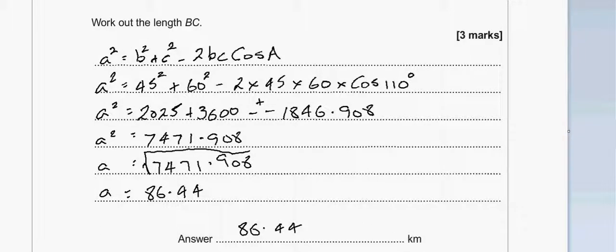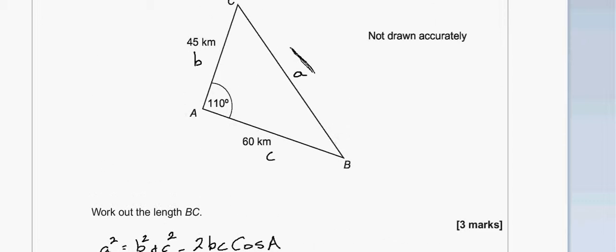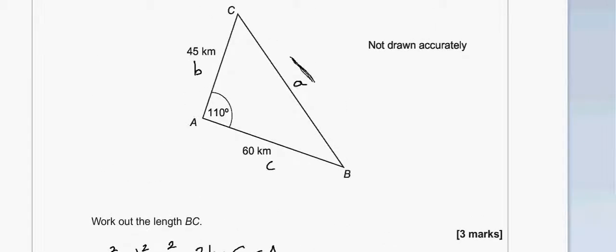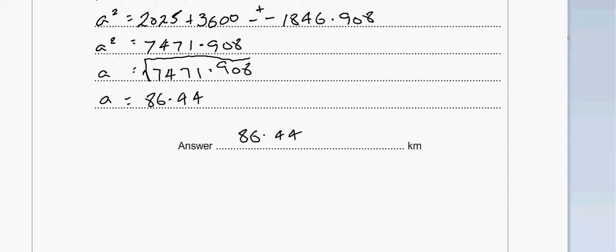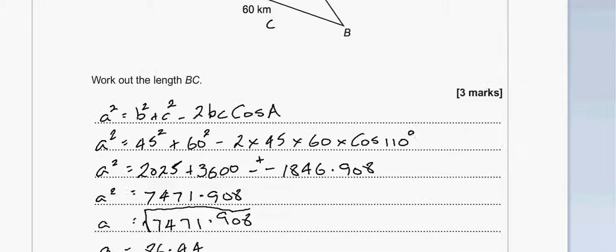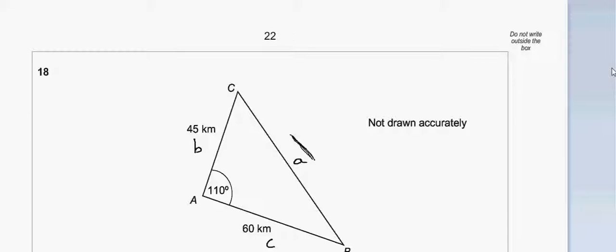And 86, well, that seems to fit fairly okay. If this is 45 and this is 60, this looks the longest side. I know it's not drawn accurately, but this will be the longest side. So something around about 80 would be reasonable. Okay, so that's question 18, so I'll go on to question 19.